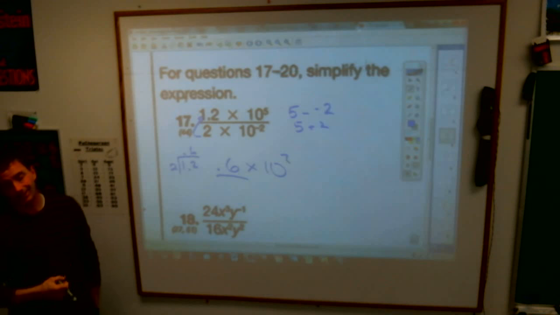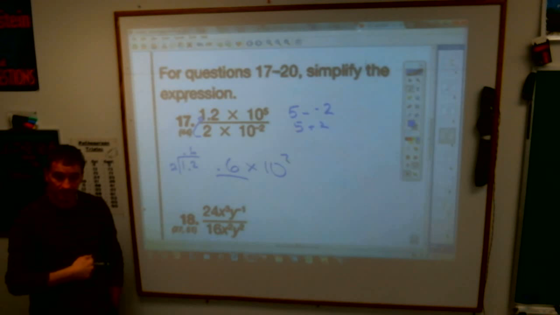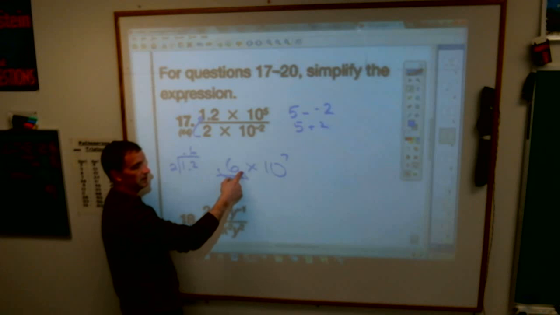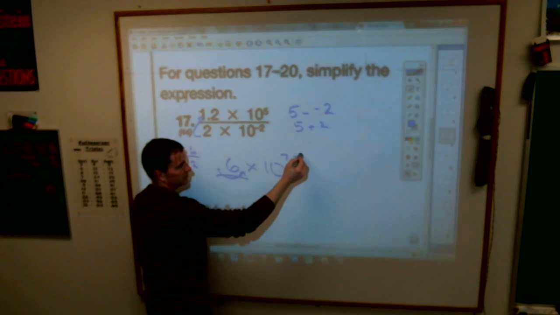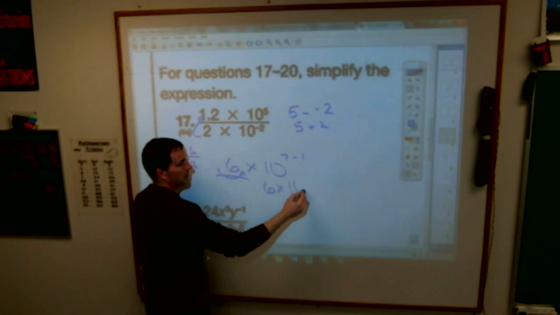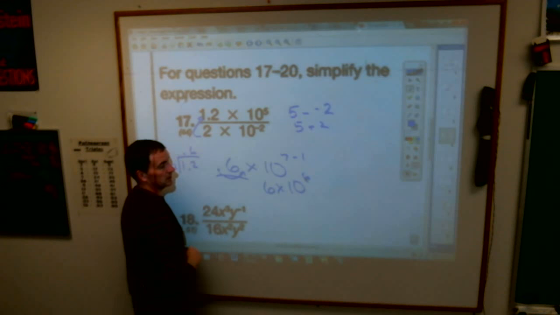And unfortunately, that's not the right answer yet either. Why, Riley? Because it's not in scientific notation anymore. Grace, what do I have to do to make it in scientific notation? I need to move the decimal to the other side of the 6, which means I made this one bigger. I have to make this one smaller to balance it out, and you end up with 6 times 10 to the 6th power.